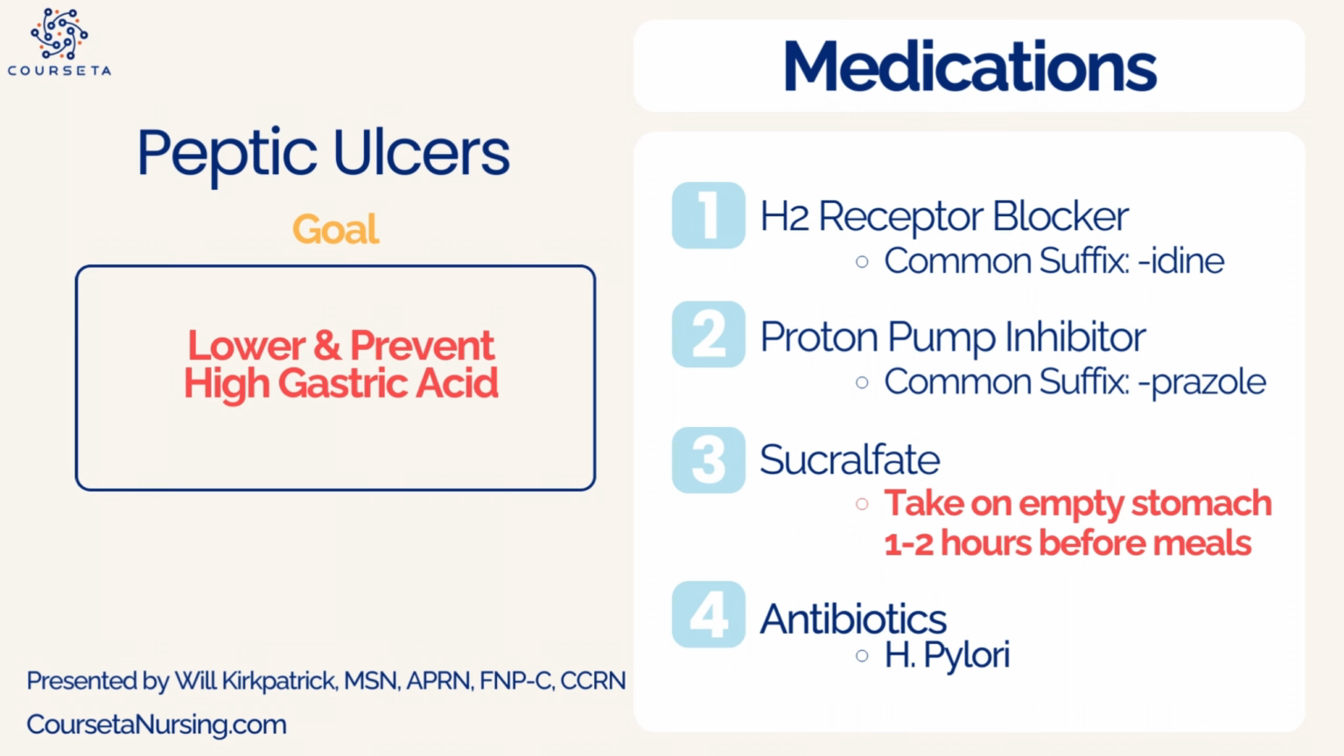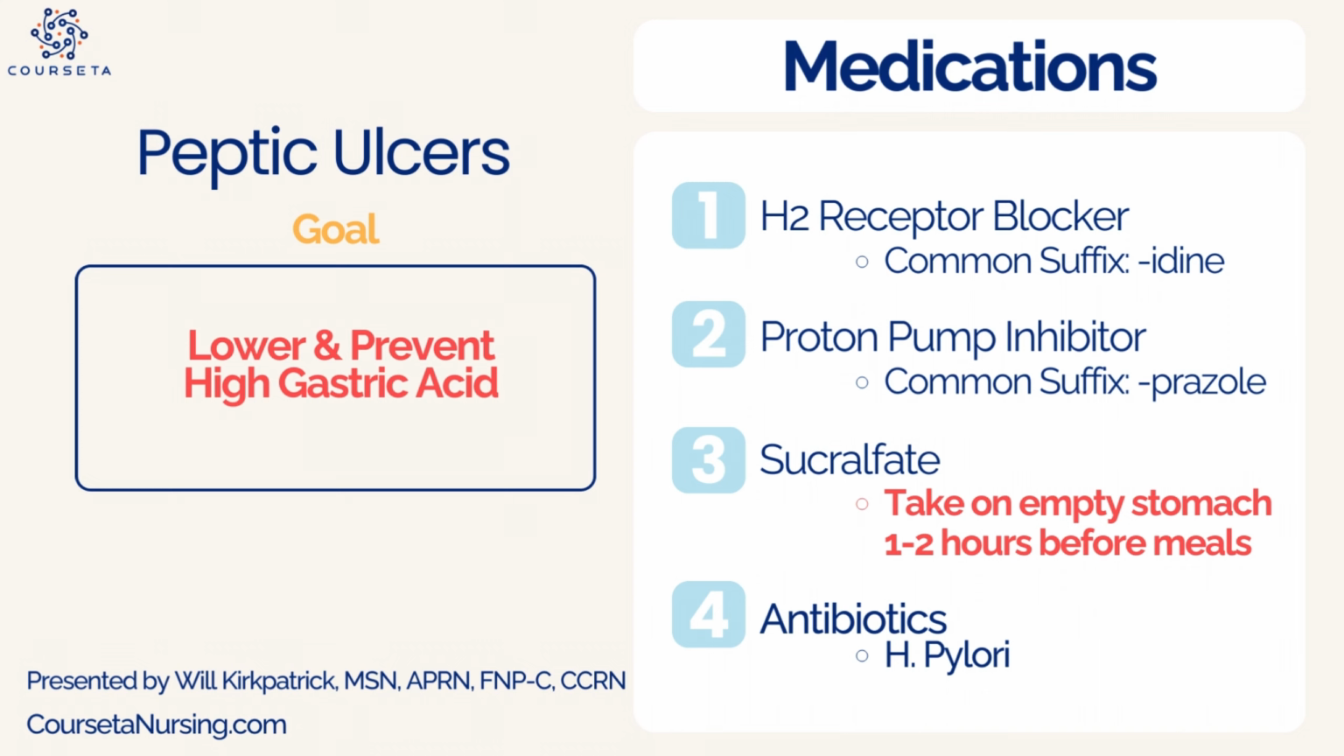Now with these drug classes, to decrease that gastrin production, we have our H2 receptor blocker, which has a common suffix of idine, which I like to think of as when you go dining, you dine because it's a gastrointestinal peptic ulcer medication. These medications are also used for things such as GERD as well. And then we also have our proton pump inhibitors, which is a common suffix ending with prazole. So make sure you guys write these down and remember those drug classes.